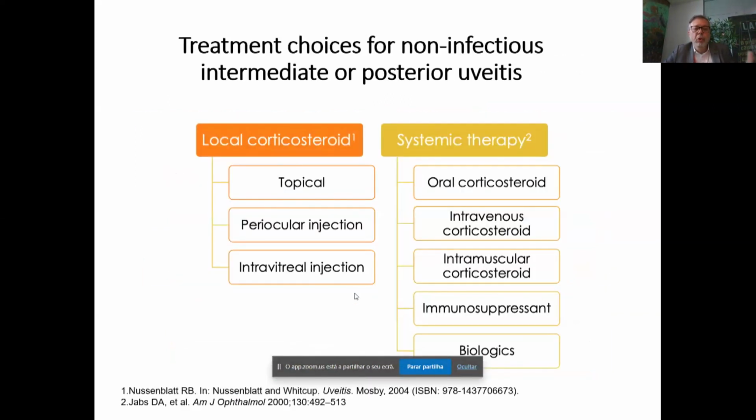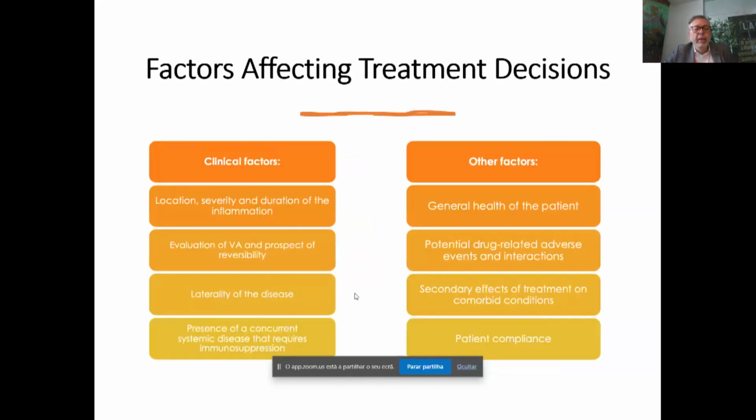So the options we have for local, the topical just for anterior disease, but the periocular have been largely abandoned in favor of intravitreal injections. And I think periocular has a role mainly in patients who are aphakic these days. And systemic therapy, with steroids being our fire extinguishers, can be delivered in different ways, and then the immunosuppressants and biologics. So take into account all these factors, both clinical and others: bilaterality of the disease, location, severity, and look at the general health of the patient and the compliance factor, which is very important in the management of our patients.